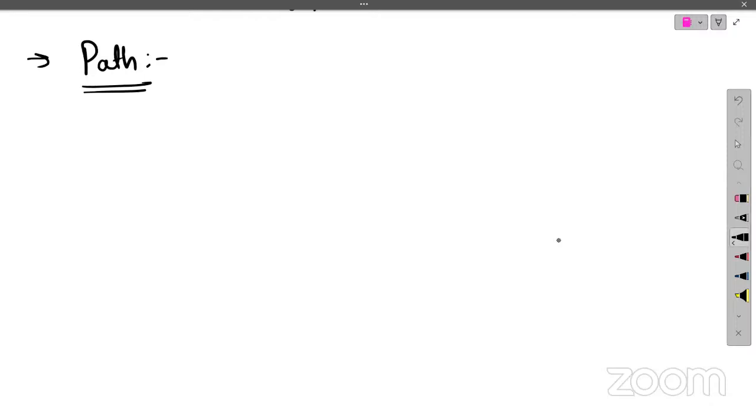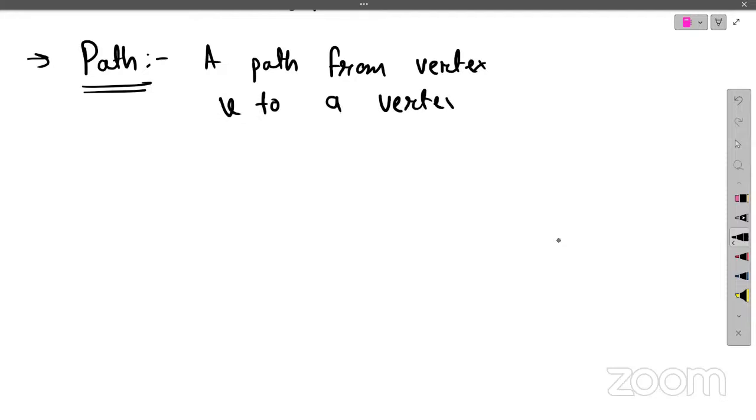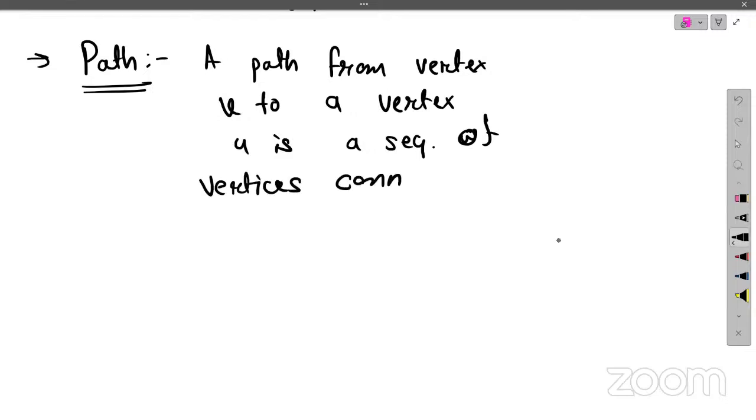So that means a path from the vertex V to a vertex U is a sequence of vertices, right? So we have to collect a sequence of vertices connected by edges. So what does that mean?